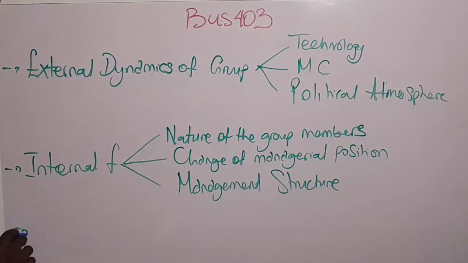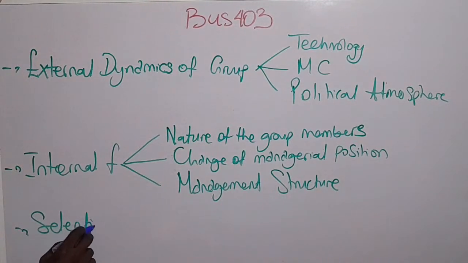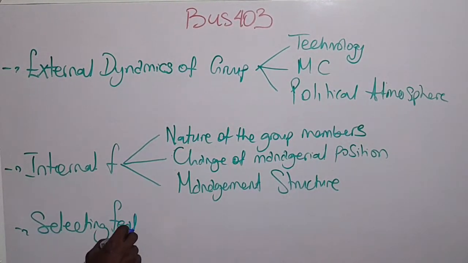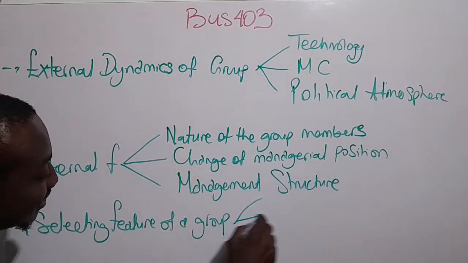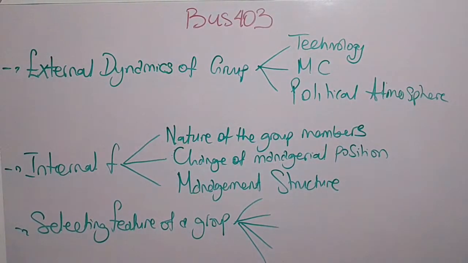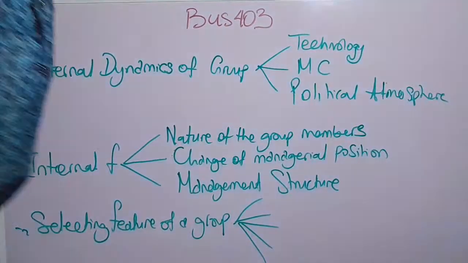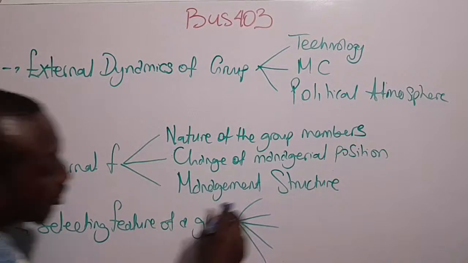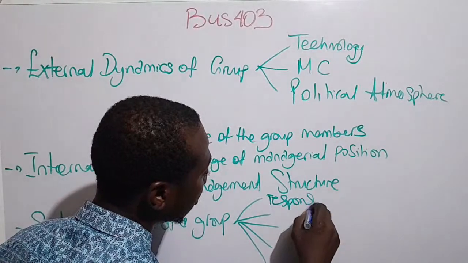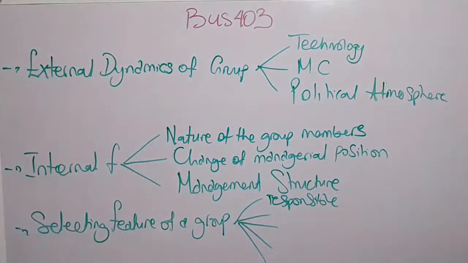That is what it is about the selection features of a group. When you are doing selection, there are certain things you must consider. The very first and most important step is to select members whose record shows that they are responsible and capable enough. Then, the second option is what?